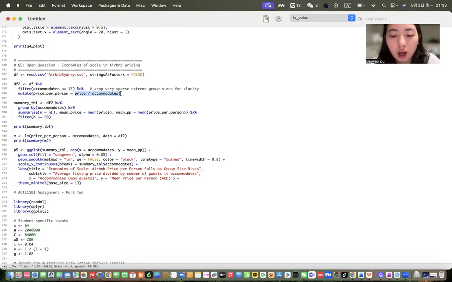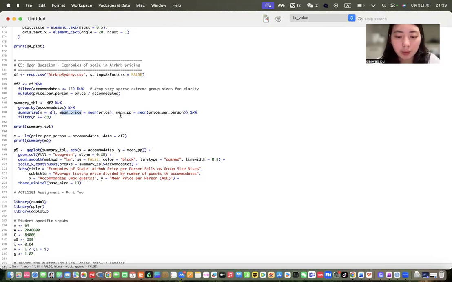This gives me a per guest cost for every listing, which is the core measure I need to test the economies of scale idea. Next, I group the data by accommodates. So all one guest listings together, all two guest listings together, and so on. For each group, I calculate three things: the number of listings in that group, mean price, the average total nightly price, and mean PP, the average price per person.